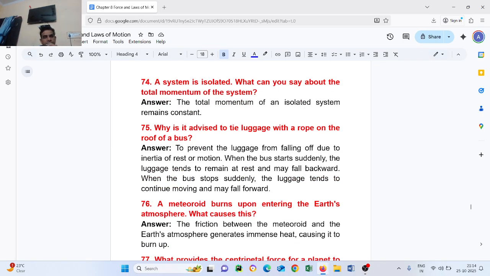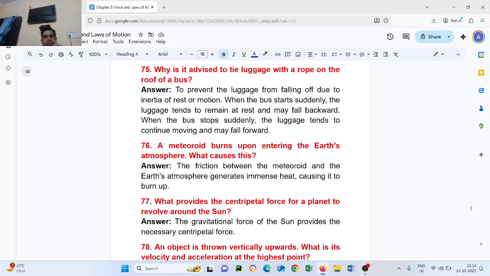Question number 75. Why is it advised to tie luggage with rope on the roof of the bus? To prevent the luggage from falling off due to the inertia of rest and of motion. When the bus starts suddenly, the luggage tends to remain at rest and may fall backward. When the bus stops suddenly, the luggage tends to continue moving and may fall forward.